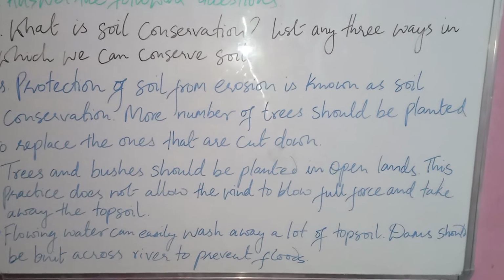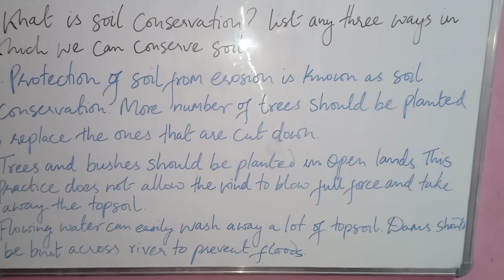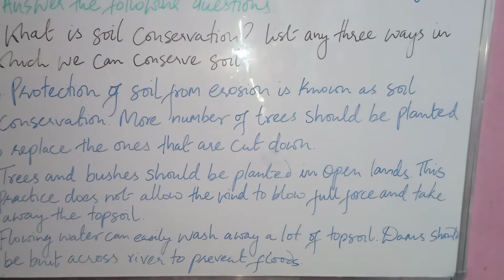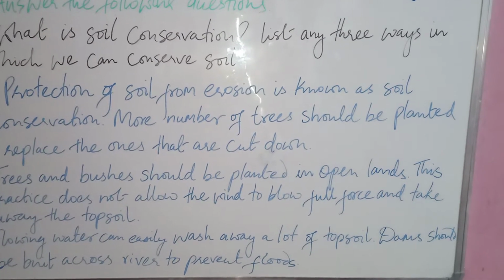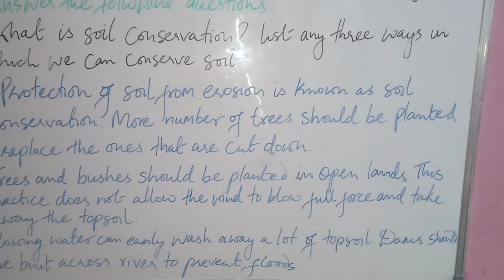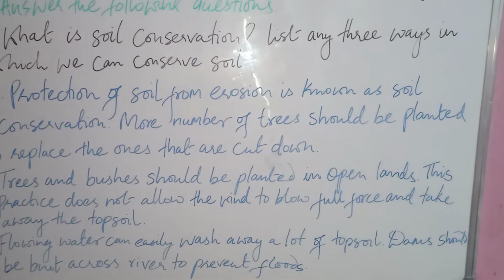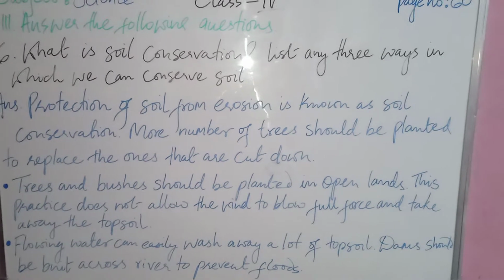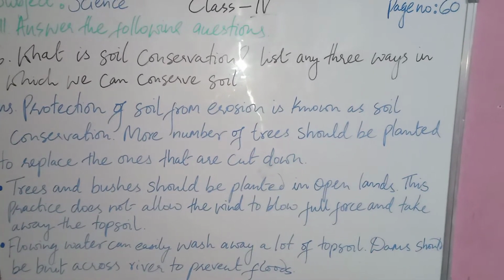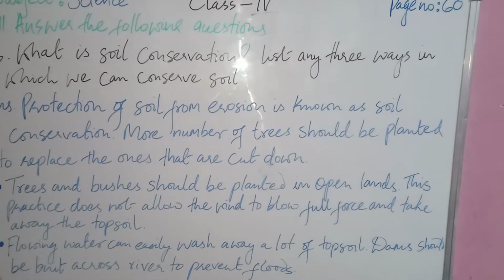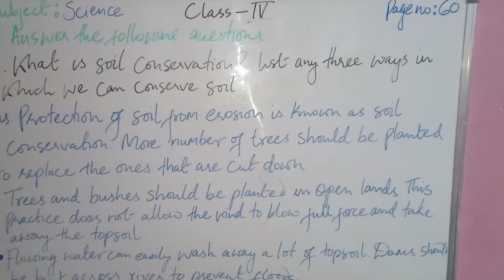Then we have a second bullet point. Flowing water can easily wash away a lot of topsoil. Full stop. Dams should be built across the river to prevent floods. So this much you have to write for the answer to question number 6.